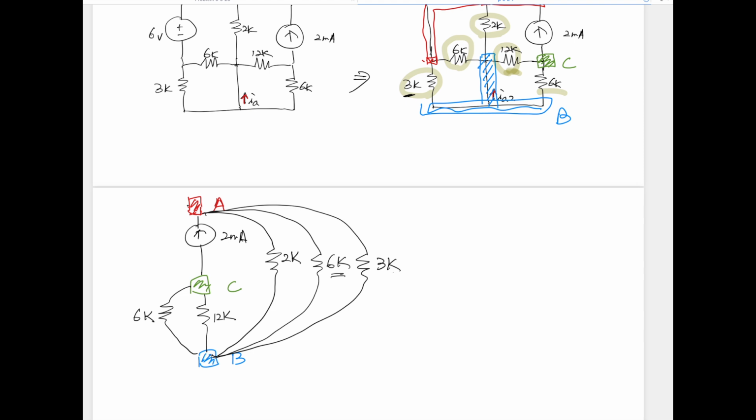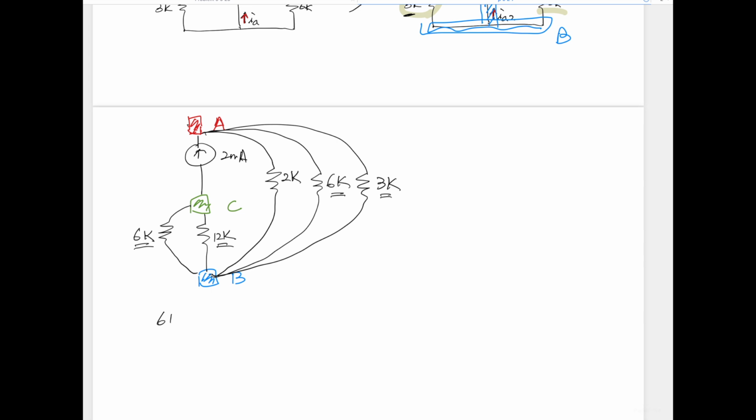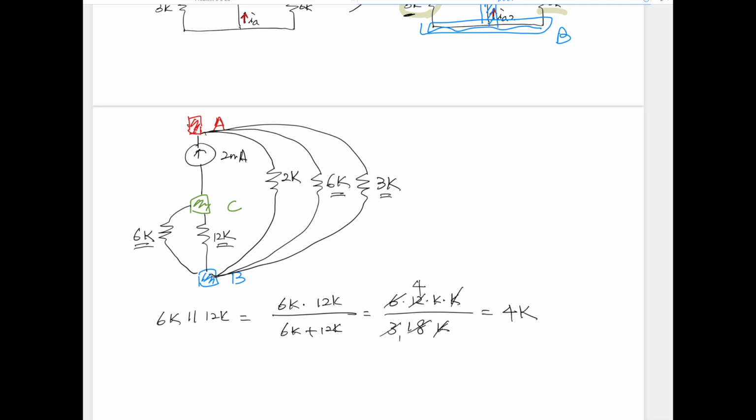Let's combine this 6K and 3K together, and this 6K and 12K together. So when we combine 6K parallel to 12K, that is multiply them together over add them together, that is 6 times 12 times K over 18K, which is 4K. Now, if you're combining 6K and 3K, they are parallel together. 6K times 3K over 6K plus 3K, that is 2K.